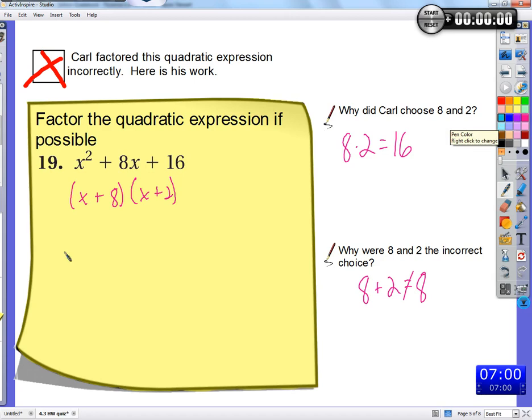So what would be the correct choice? 4 and 4. X plus 4 and X plus 4. This is a yellow sticky. I'm using this as code to myself and to you that there's just a little bit more to tell you. You didn't have to know the name of this special pattern to do the homework to factor it. Right? But it's out there, and we might as well cover it, because there it is.